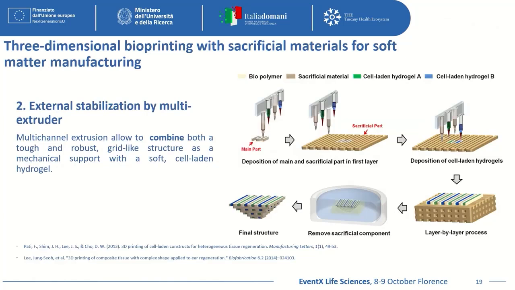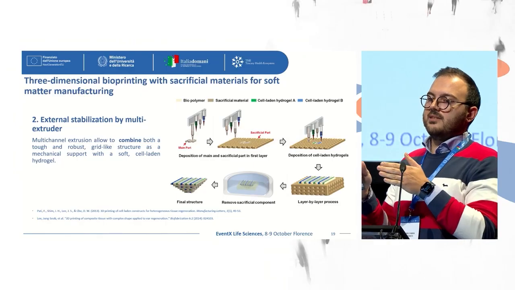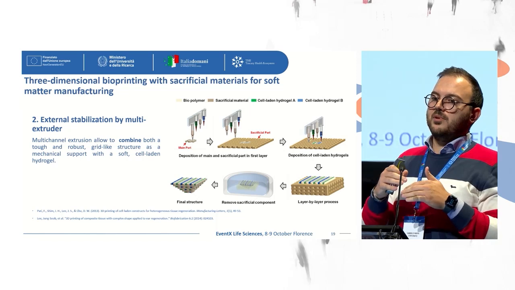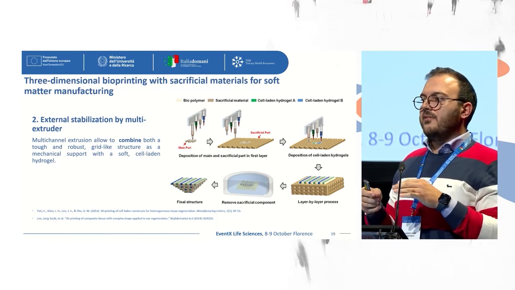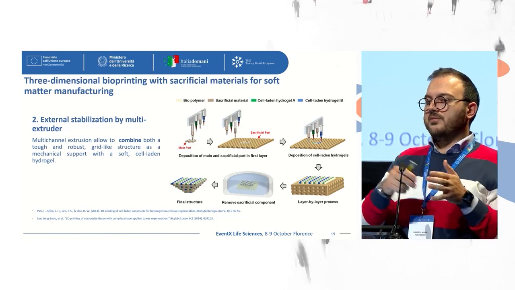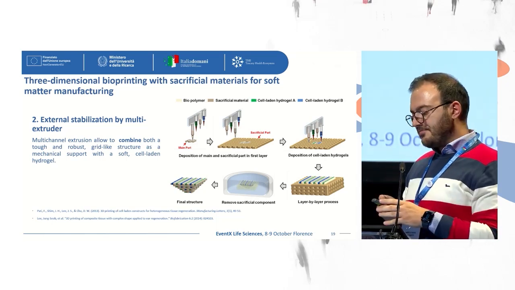A second approach is to use different printheads. So we have different reservoirs with different hydrogels. Also in this case, we have the material of the scaffold and other sacrificial materials that are only used as a support, but layer by layer. So for each layer we can print a path that is of our model and a path that is of the support matrix.